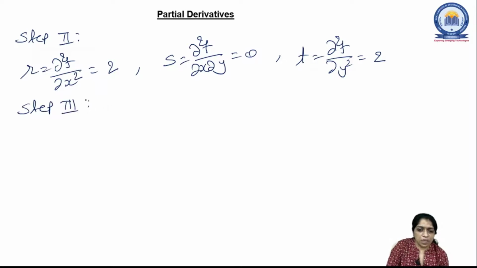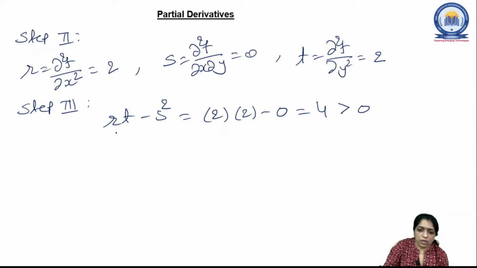As per step 3, we have to find the value of rt minus s square. Here r is 2, t is 2, s is 0. So the final answer is 4, which is greater than 0. So here rt minus s square is 4, which is greater than 0. So we have to check the value of r. Here r is 2, which is also greater than 0.